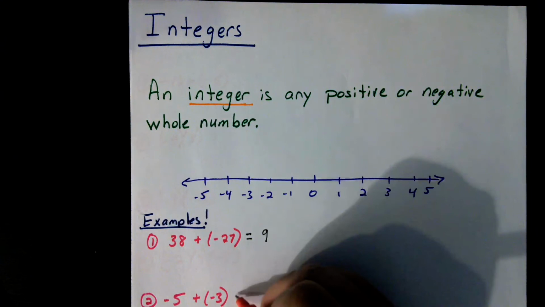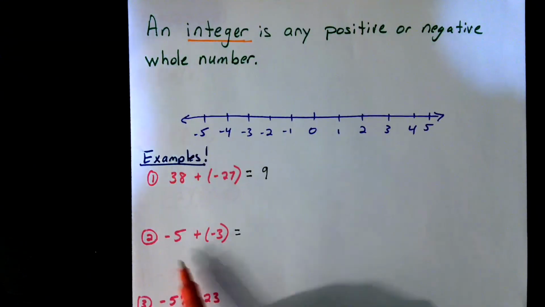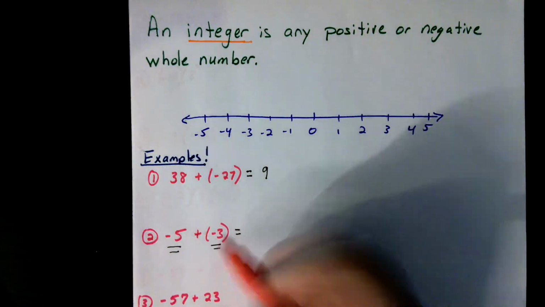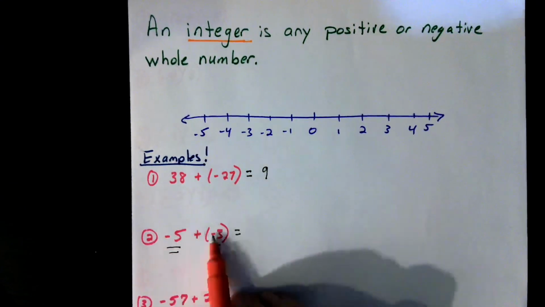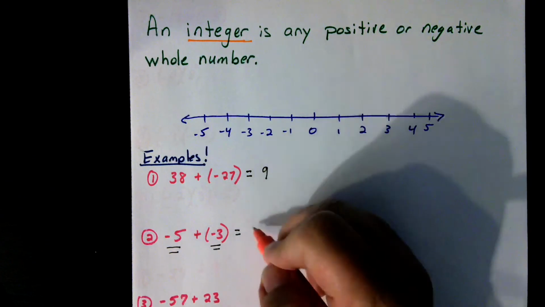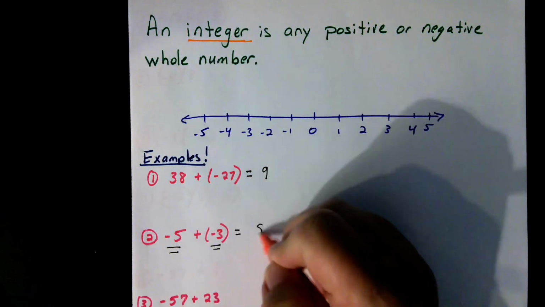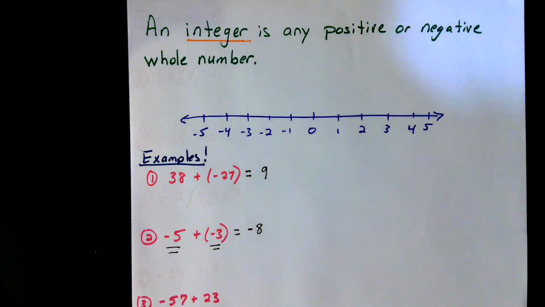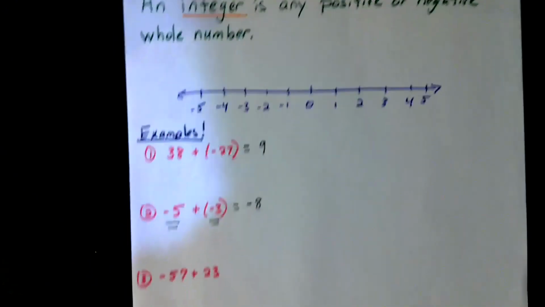For our next example, we have negative 5 plus a negative 3. And as you can see, both the 5 and the 3 are negative. They're both negative integers. So when the integers have the same sign, you add them. So 5 plus 3 is 8, and carry the sign of the integers, which was negative. So my answer is negative 8.